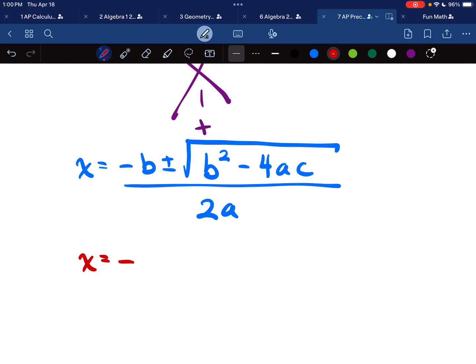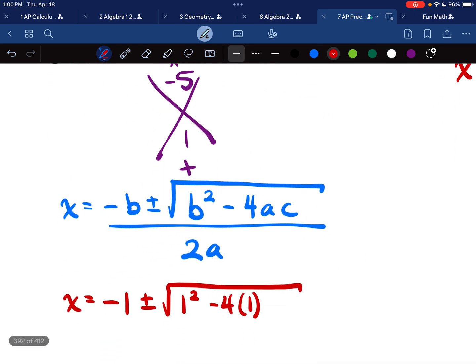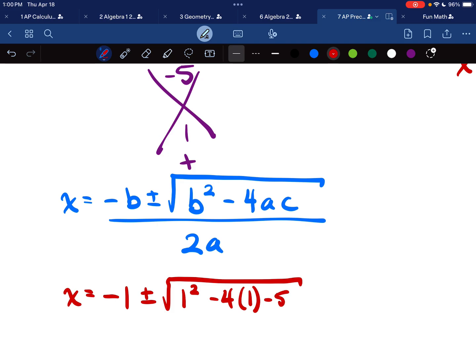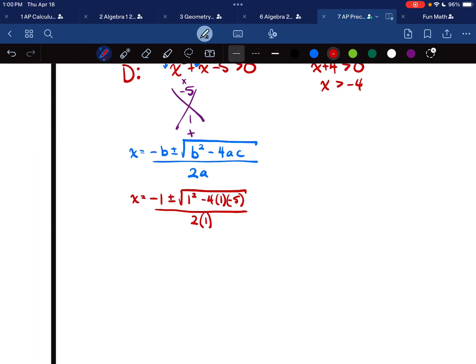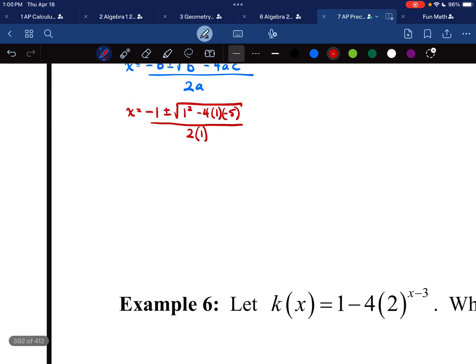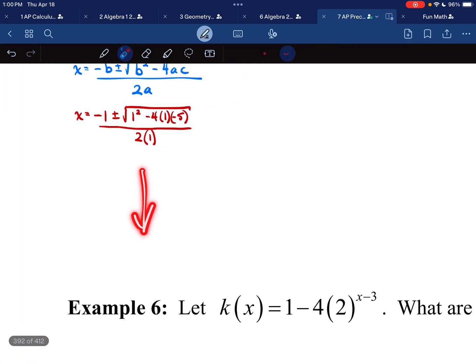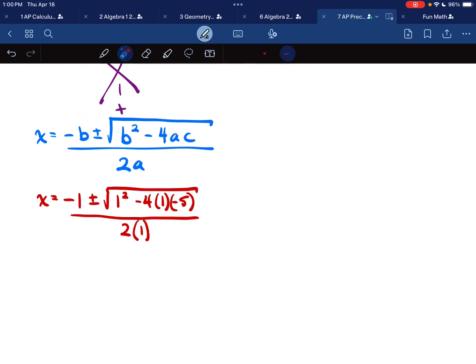So if I'm plugging these in, we have x is equal to -1 plus or minus square root 1 squared minus 4 times 1 times, I have to remember, negative 5, all over 2 times 1. Okay, so we have everything set up. Do I have enough room to do this? I'm just going to keep going down. I think I have enough room to just continue this down and hopefully get my answer by right there.